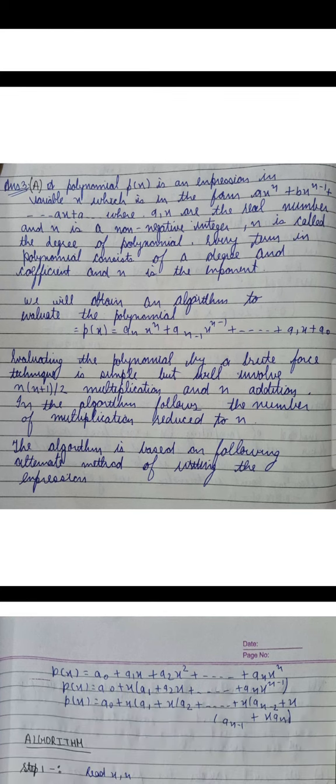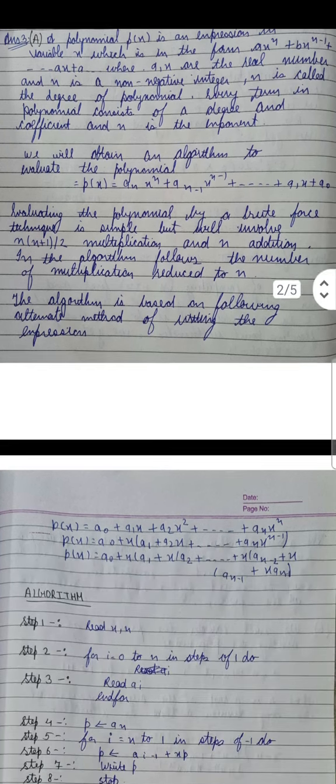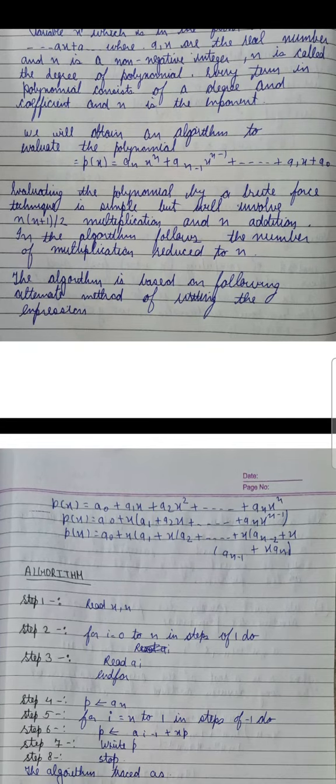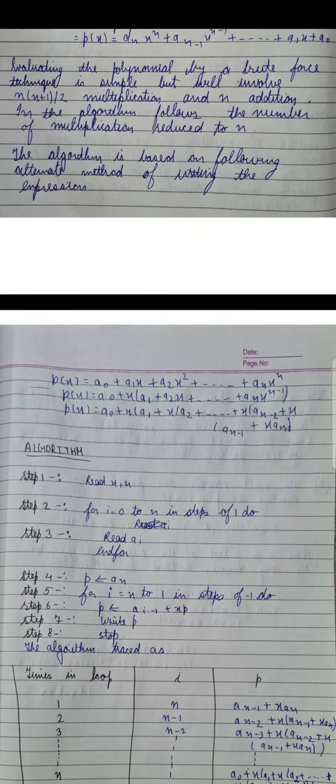Evaluating the polynomial by the brute force technique is simple but will involve n(n+1)/2 multiplications and n additions. In the algorithm that follows, the number of multiplications is reduced to n. The algorithm is based on the following alternate method of writing the expression. So we are provided with three polynomial equations as shown on the screen. Further, we will proceed with the algorithm of the polynomial.